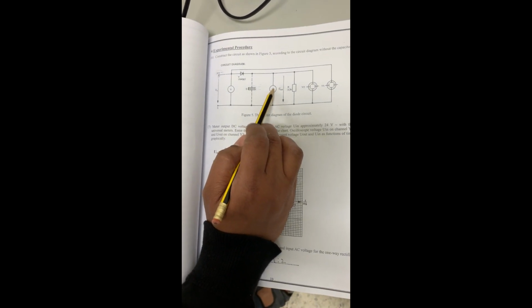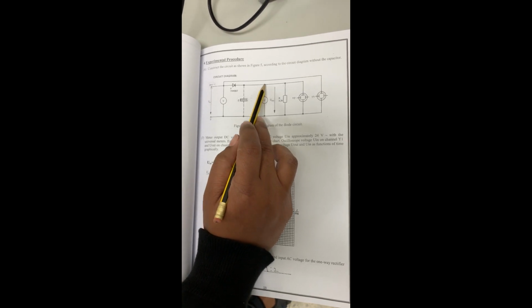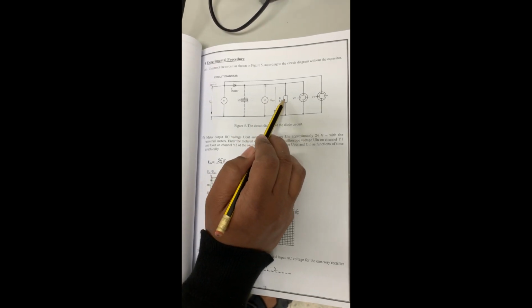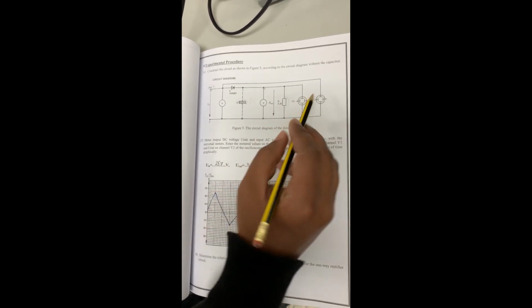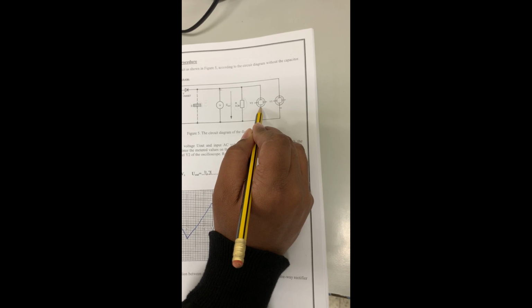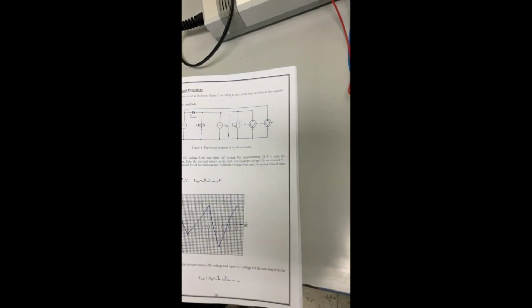And this is a voltmeter where we measure the V RMS value, not the peak to peak value. It is the RMS value we will measure here. And this is the resistor, and this is CRO channel 1 and CRO channel 2. Okay, so let's proceed with the connection.